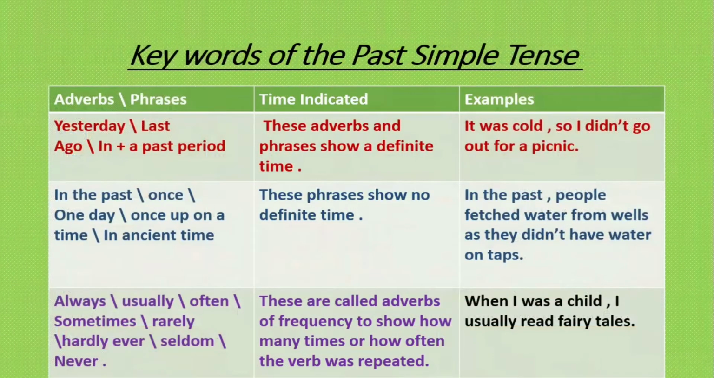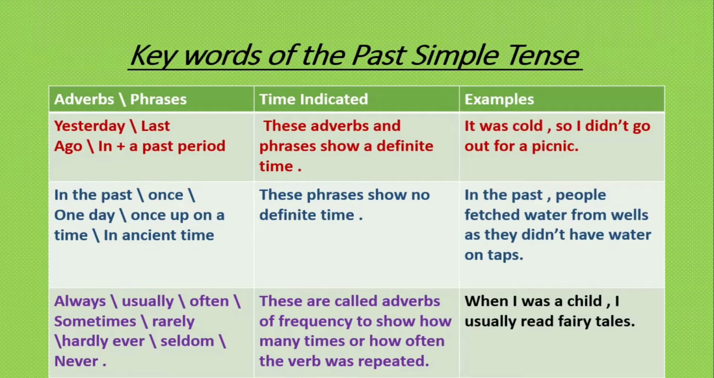Then we come to the key adverbs and phrases of time to be used in the past simple. Here, I have divided them into three kinds. Some adverbs or phrases show a definite, exact time of the verb. Some give an open period of time of the verb, and some show frequency or habits in the past. So a verb in the past simple may have a definite time or no definite time, or I can say an open time.